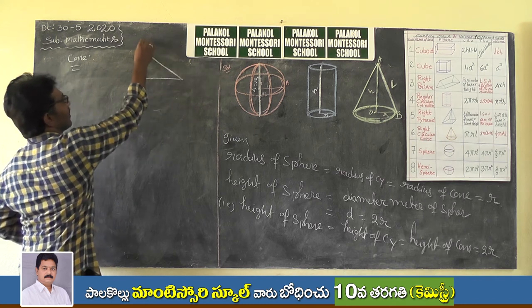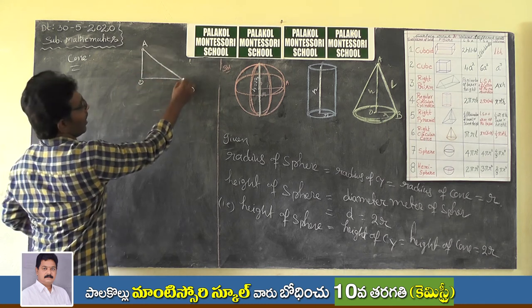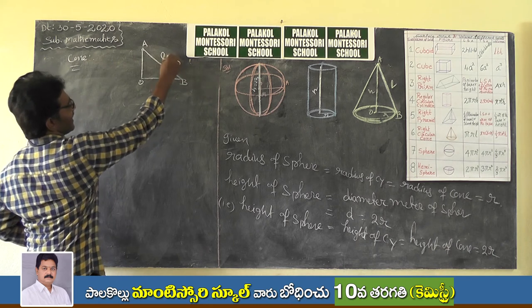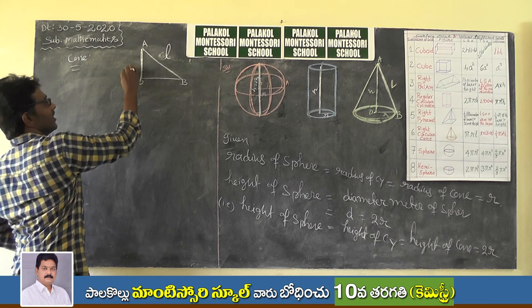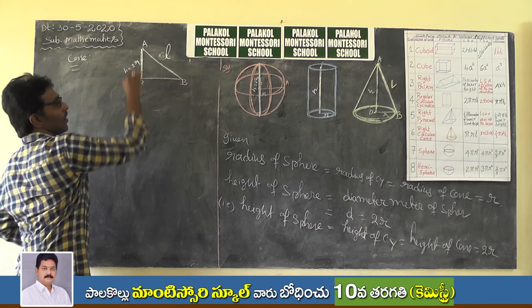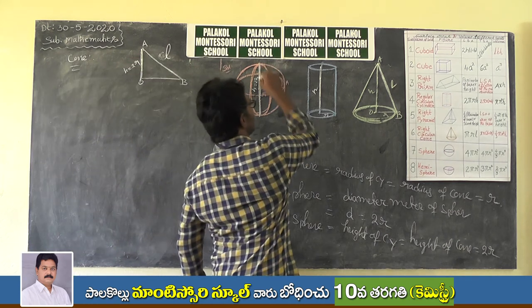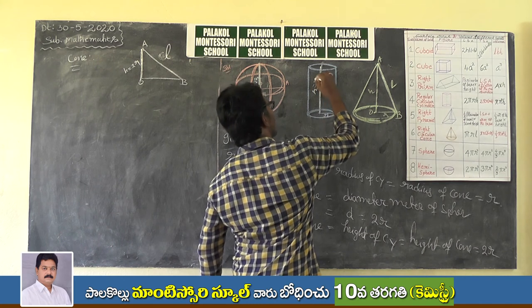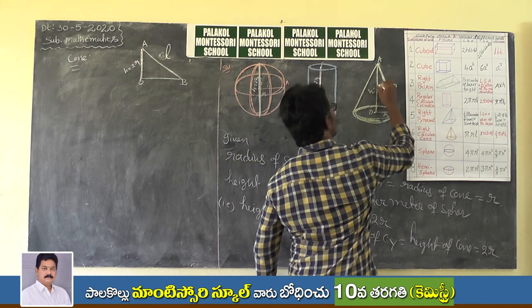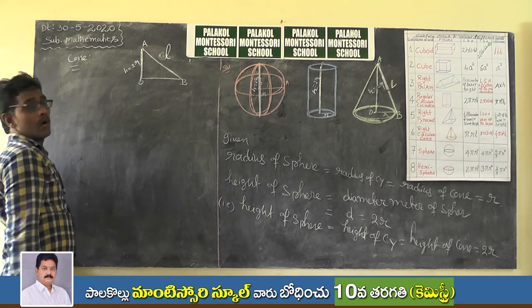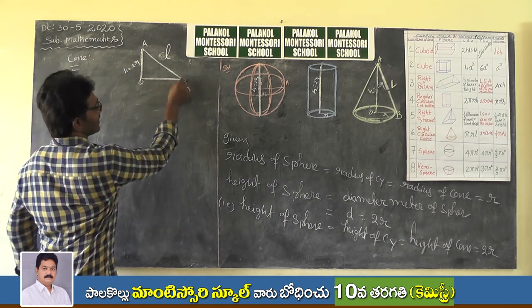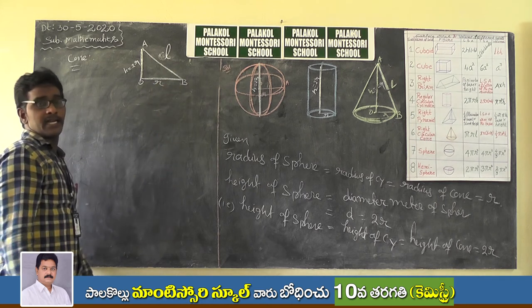This is A, O, B. This is the slant height, it is represented as L. This is the direct height, that's H. H is equal to 2R. Why? You find that this height is equal to 2R. This one is also 2R. So H is equal to 2R. This is the base radius, that's R.